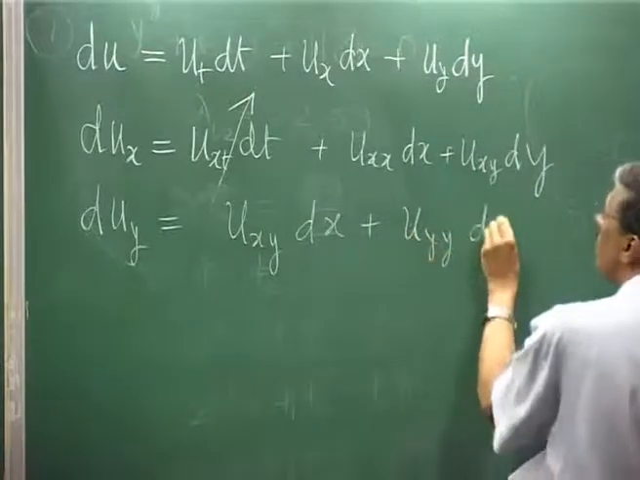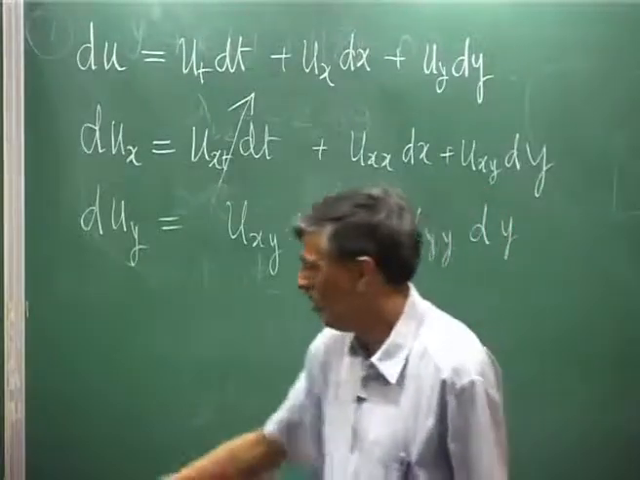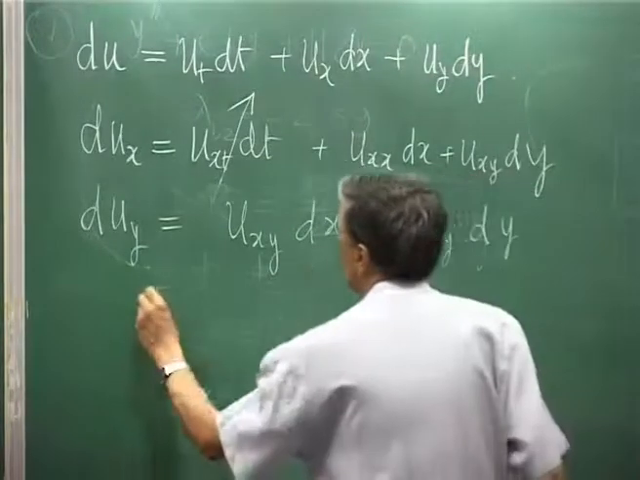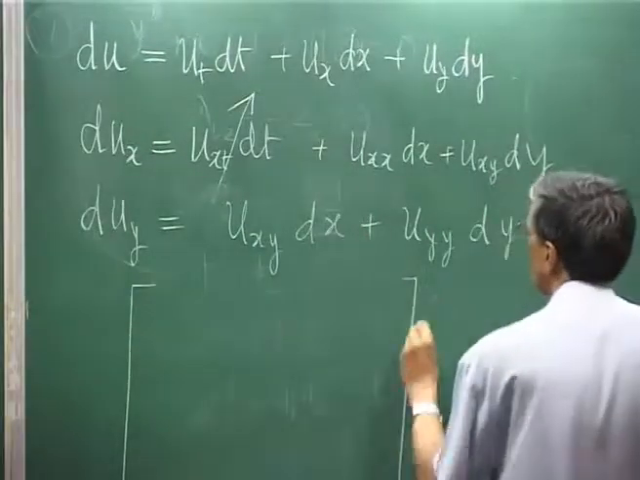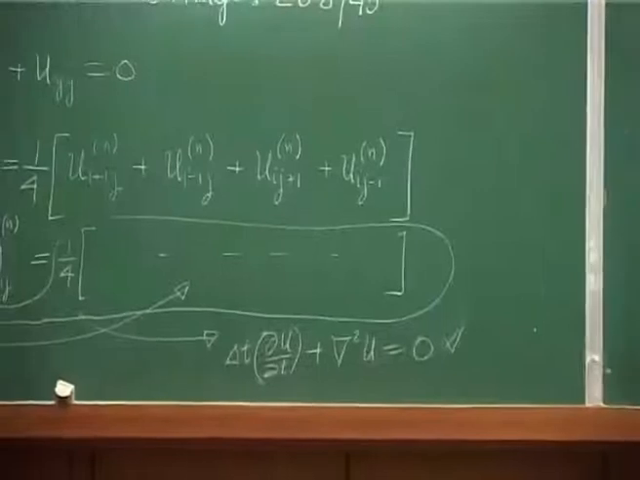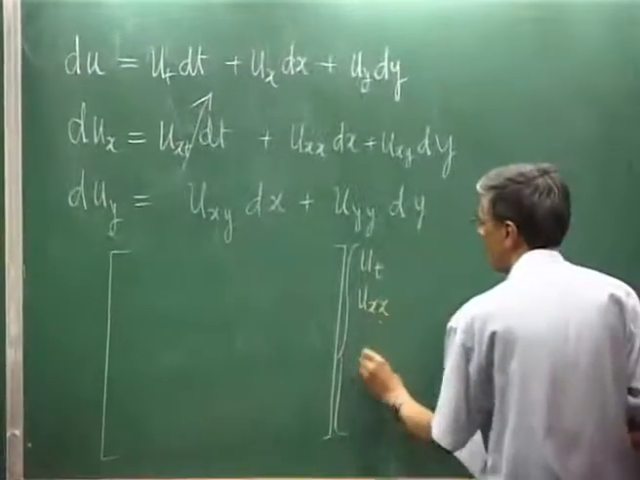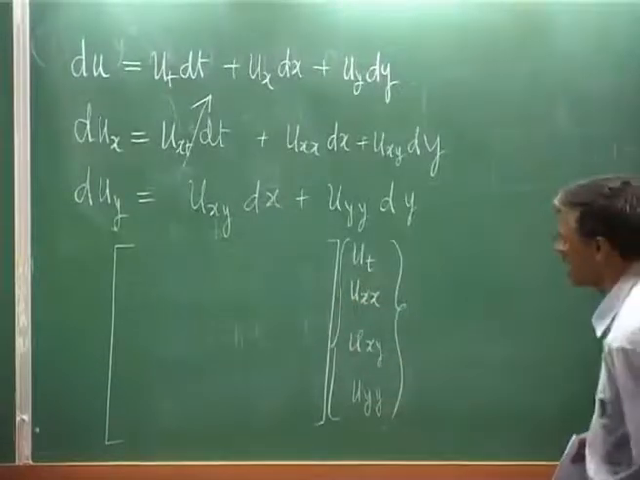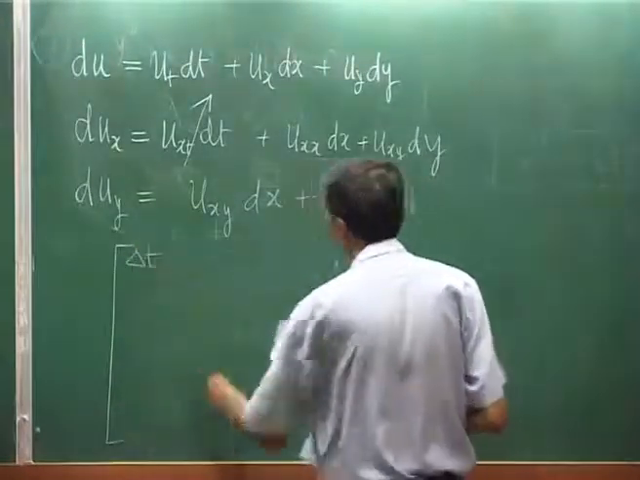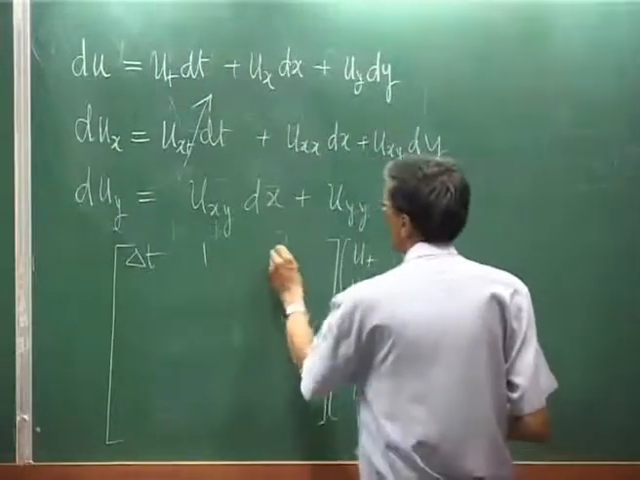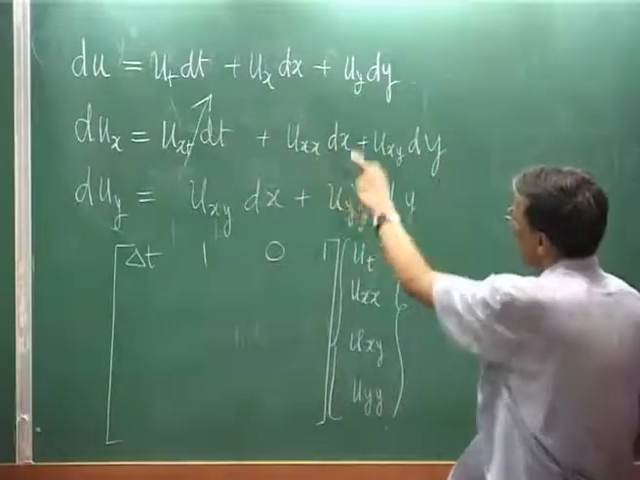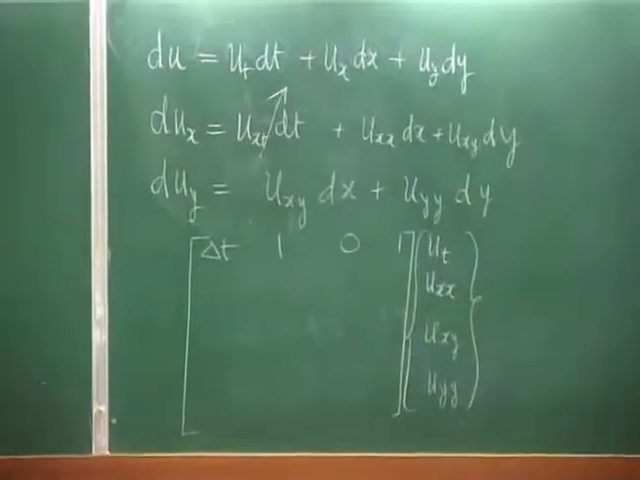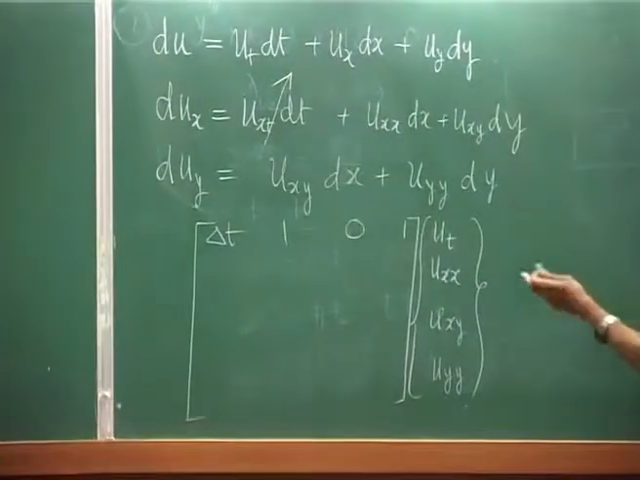I think the rest of it is very simple. You have 4 equations, 1, 2, 3, 4. You try to solve for the unknowns. The unknowns are ut, uxx, uxy, uyy. So, if you look at the first equation, ut of course has a delta t, uxx has 1, uxy has 0, and this is 1. And please be careful, I am not very sure about the sign, make it proper. I think that is okay.